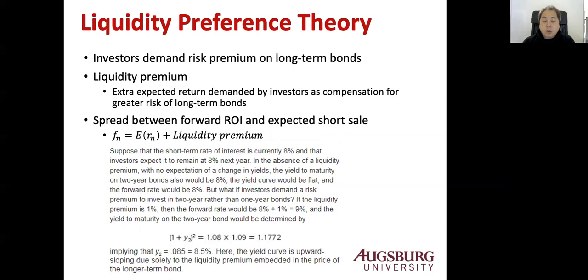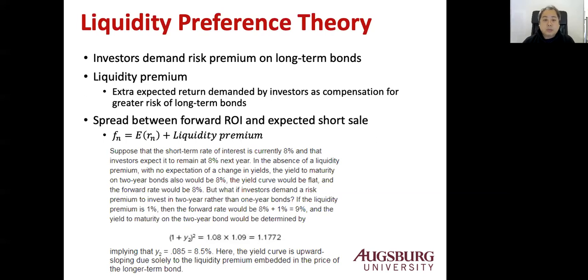Why does a long-term bond have higher risk? One possible explanation is that investors like liquidity, they like liquid assets. It means that investors require a premium for longer-term assets because of their lower liquidity level. This is called a liquidity premium. You may require a liquidity premium for a long-term bond. So the new forward rate will be the expectation hypothesis forward rate plus the liquidity premium.